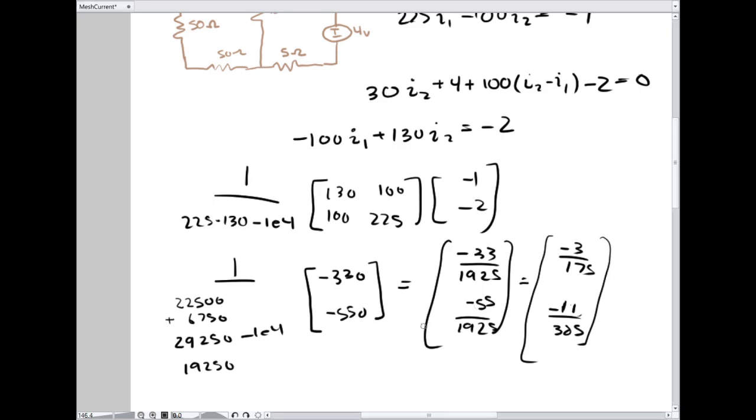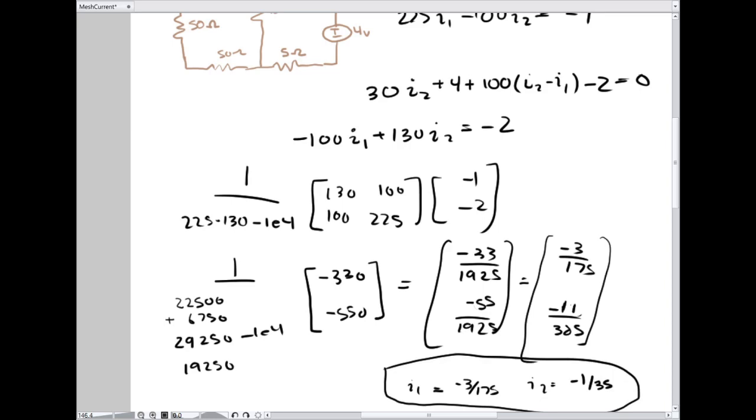And so I2 should end up being, so I'll have I1 is equal to minus 3/75, and I2 is equal to minus 1 over 35. Oops. Moving on to the next example problem. Let's see what it is.